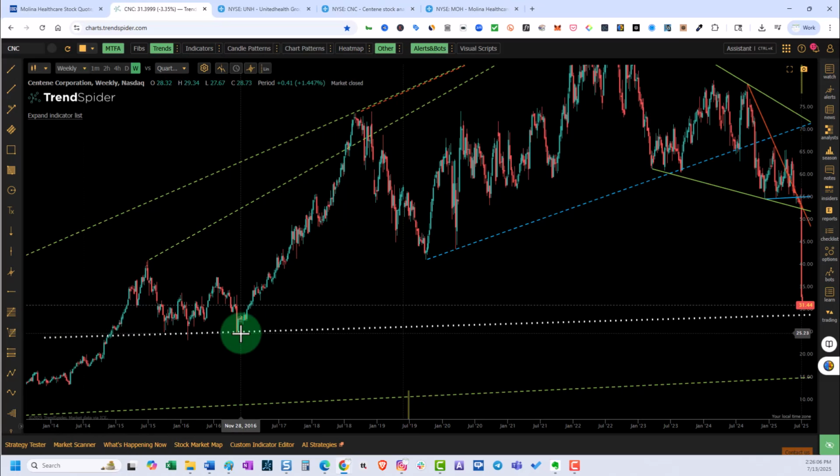And here you have it. We hit a low here, February 15th of 2016. That's the week of. Then again, here, the week of November the 7th, 2016. The following week, the week of November the 14th, 2016, we did a retest and a reversal, and it was off to the races with a massive rally on CNC.